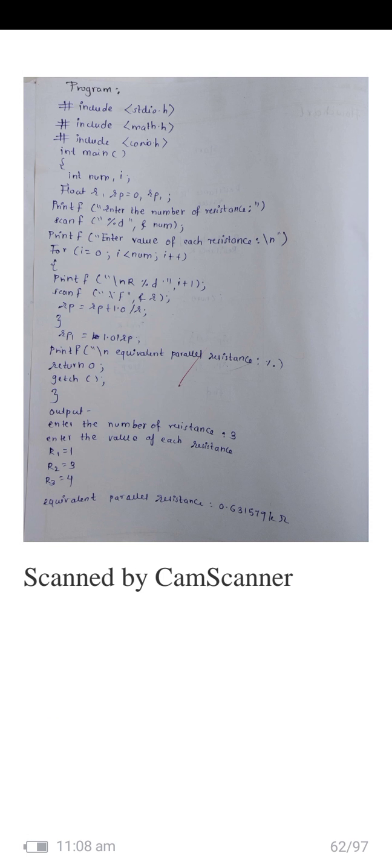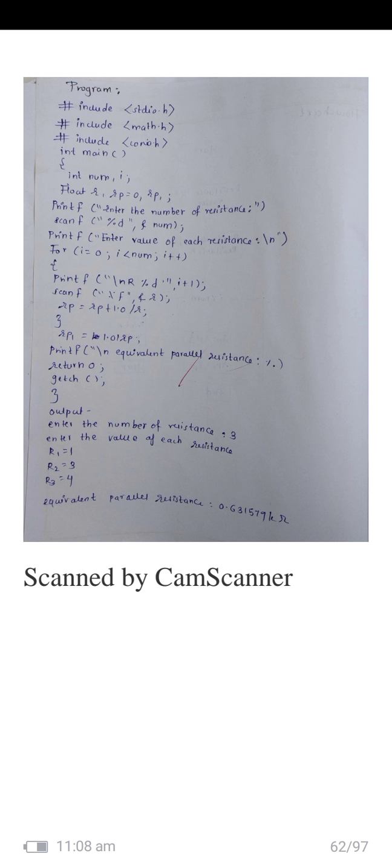Now, the programming of parallel resistance. First, #include <stdio.h>, #include <math.h>, #include <conio.h>. These are the header files. Then the main program starts: int main(), opening curly bracket. We declare integer variables num, i; and float variables R, RP = 0, and RPI.